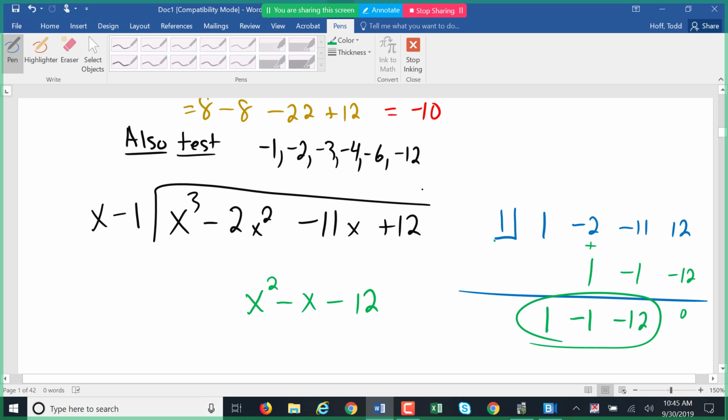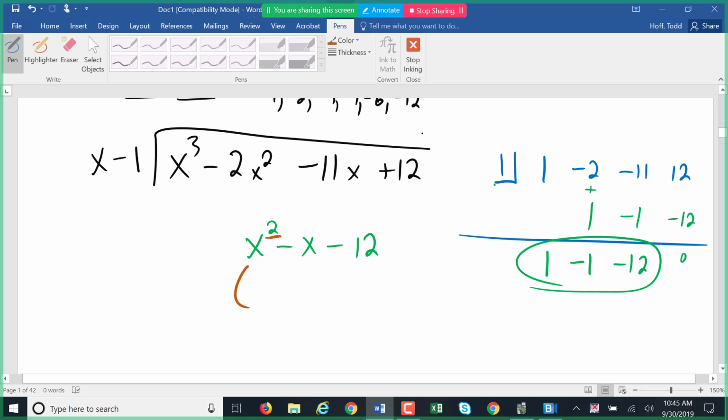The reason I divided that out is now that this is down to a power of 2, it should be easier to factor. And it is. We can factor that as x minus 4, x plus 3. So the third factor, of course, was x minus 1. So those are the factors of that polynomial.